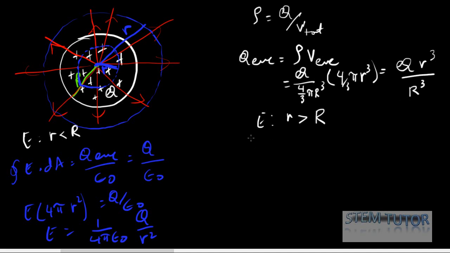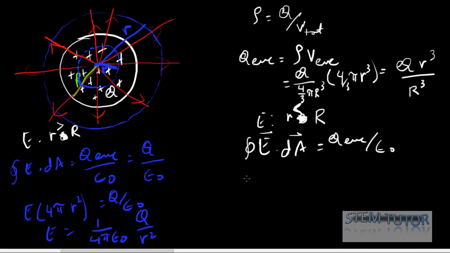Okay, so to find, oh, we switched it, didn't we? This should be r greater than R, and now we're doing r less than R. So you're going to do E dot dA equals the charge enclosed over epsilon naught.